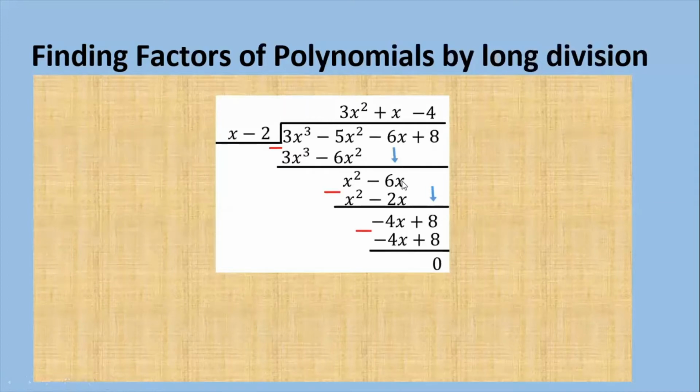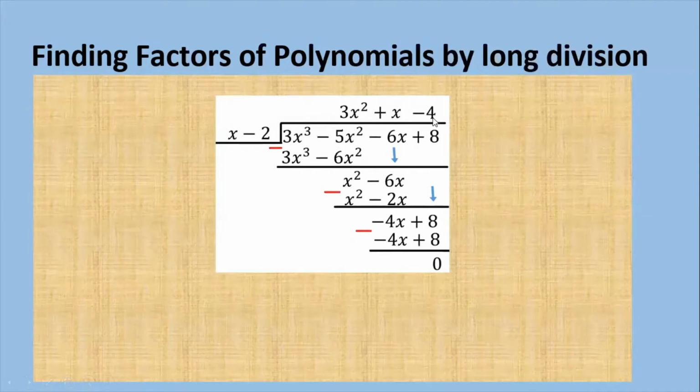What do we do next? We divide again. x squared divided by x is x. Then we multiply this x by x minus 2, so that will be x squared minus 2x. Then we subtract, so here it will be 0. Negative 6x minus negative 2x is negative 4x. We carry down the 8. Now negative 4x divided by x is negative 4.